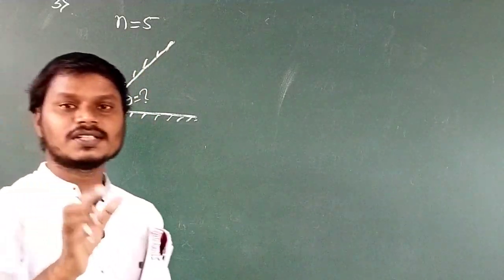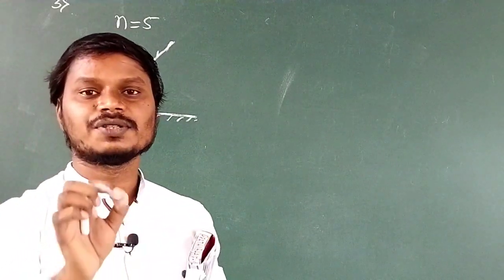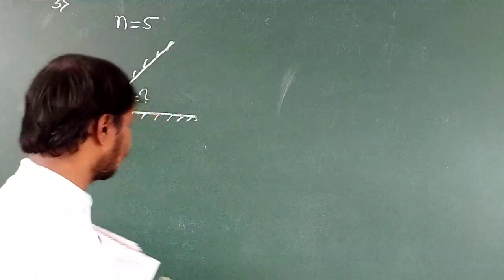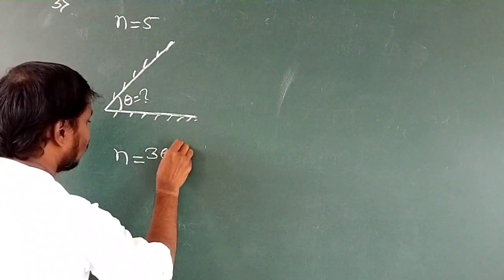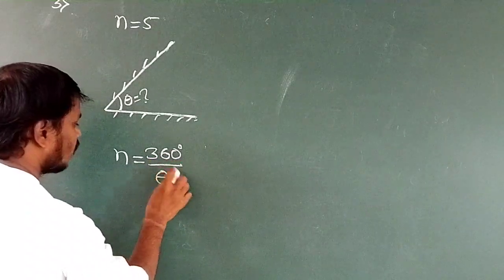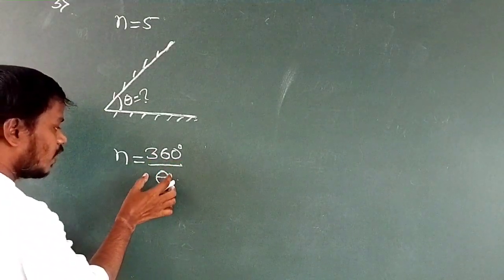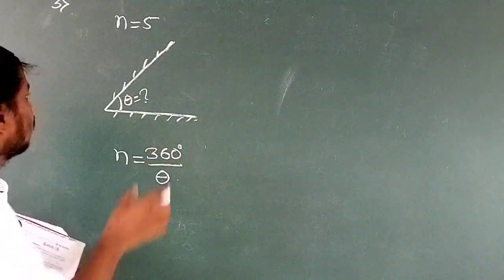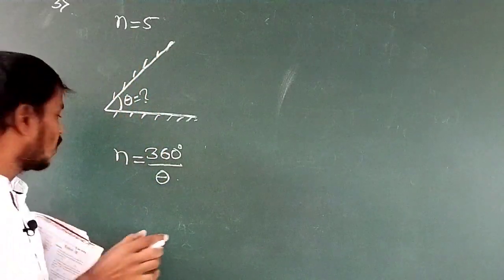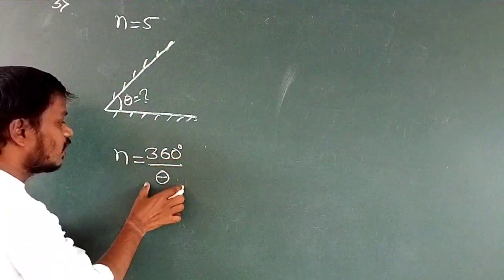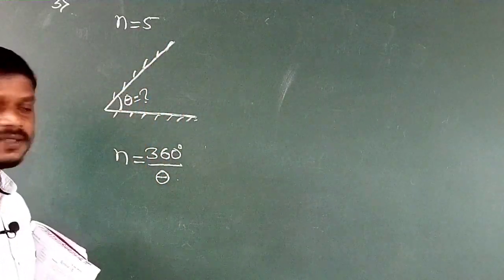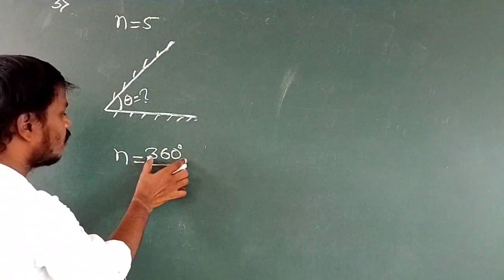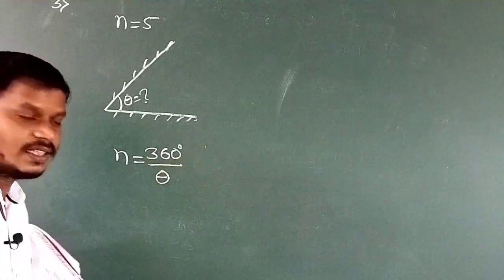Now the number of images formed is odd. If the number of images formed is odd, then we have to use only 360 by theta. So n is equal to 360 degree divided by theta. Then what is our aim? Our aim is to find theta here. If an even number of images are there, we have to write n is equal to 360 by theta minus 1. But here, an odd number of images. That is why we are going to write only n is equal to 360 degree divided by theta.